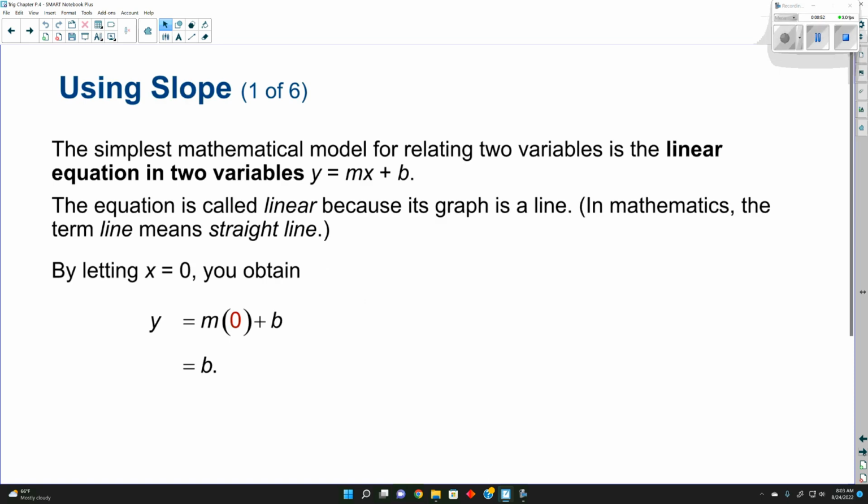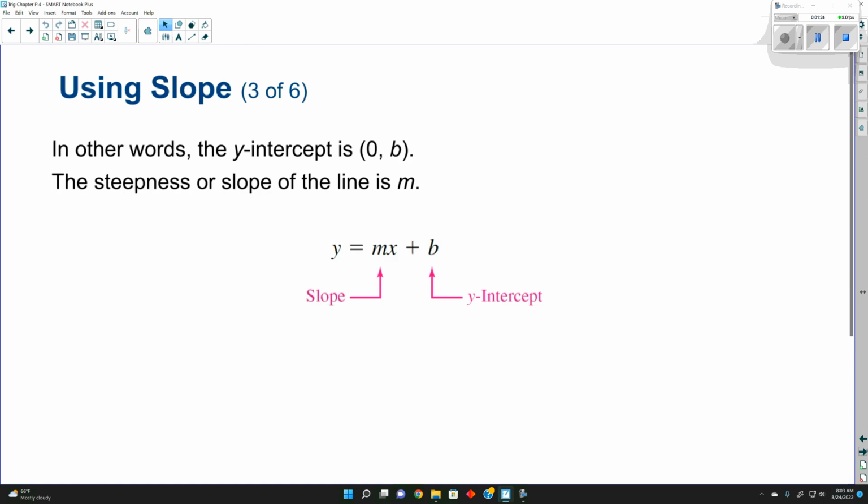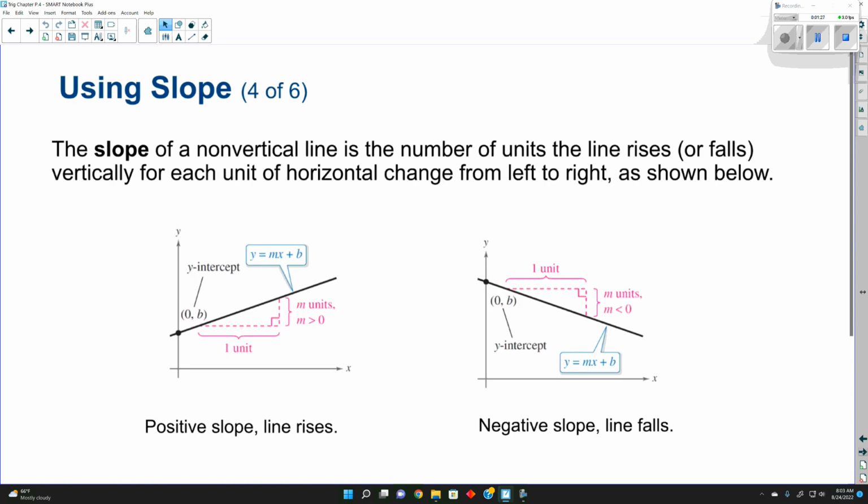Linear equation, two variables: y equals mx plus b. Linear because it's a line. If by letting x equal 0 you obtain this, then b is the y-intercept. The line crosses the y-axis at y equals b, because that's our y-intercept, where x is 0. If the slope is positive, it goes up, and if the slope is negative, it goes down. I think y'all have gone over that so many times, this isn't anything new. m is slope, b is the y-intercept. Rises or falls.